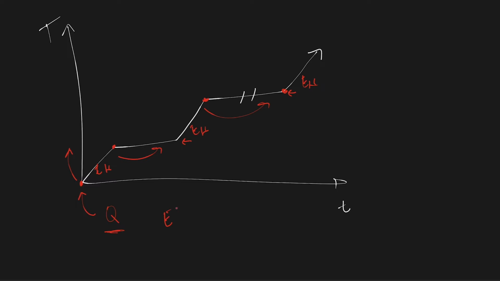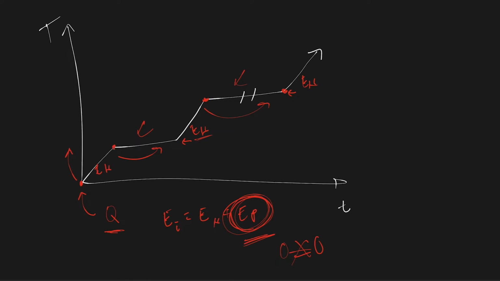And if you remember, the total internal energy is equal to the kinetic energy plus the potential energy. And if the kinetic energy isn't changing at these plateaus here and here, then that means that the only thing that can be changing is the potential energy. And the potential energy refers to the bonds between the actual particles.